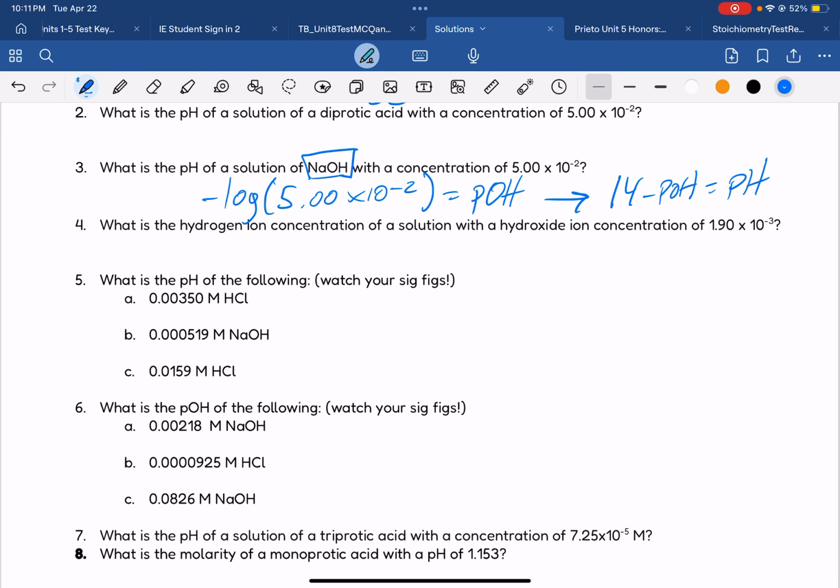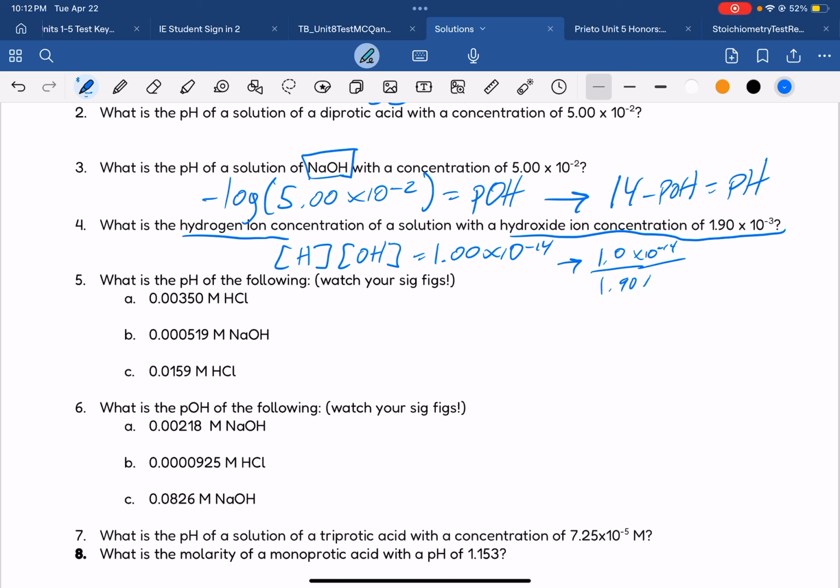All right, here's one where you have to do that equation with 1 times 10 to the negative 14th. For this one, it's asking for the hydrogen ion concentration given the hydroxide concentration of that. So remember this equation. All you do is plug in 1.90 times 10 to the negative third into the equation, and you solve. Sorry, I'm not going to write the same exact number because I don't have any room. And that's going to give you your hydrogen ion concentration.